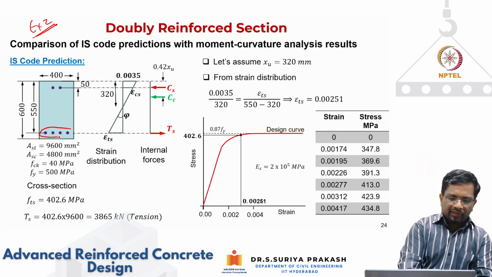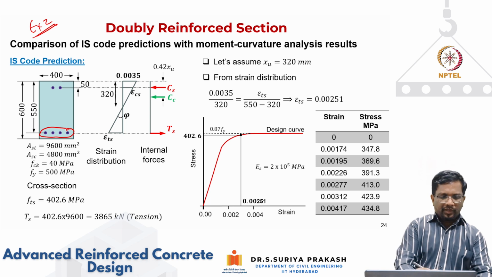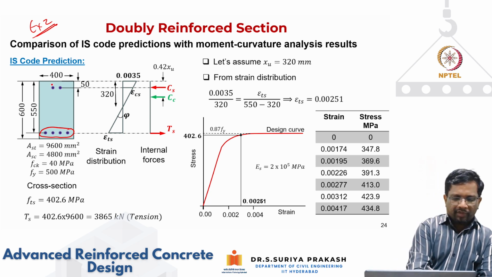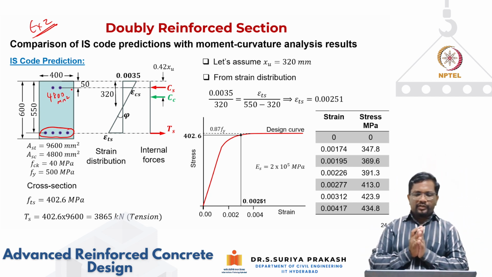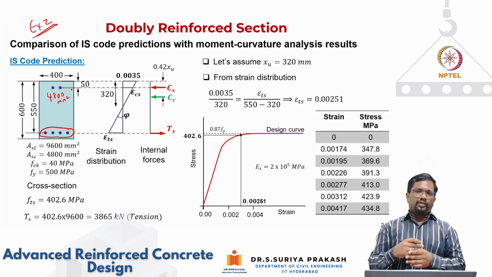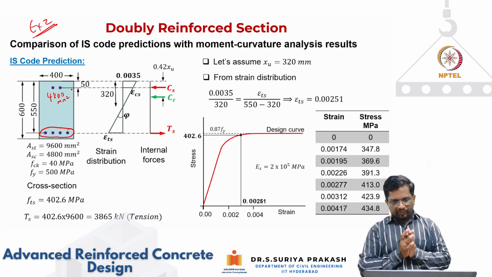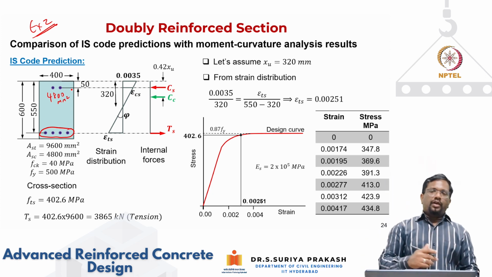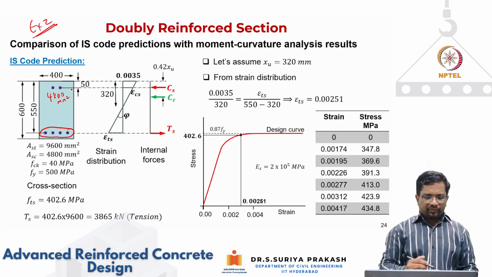On the tension side, I have a total reinforcement of 9,600 mm square, and on the compression side, I have a reinforcement of 4,800 mm square. So this is the section. Now we are going to do the analysis, not through our moment curvature with the parabolic model and elastic perfectly plastic. Now we are doing the analysis using the design stress strain curves that are specified by IS 456.